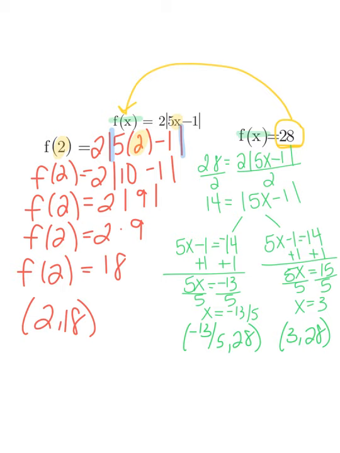As you can see in the work, I took 28, substituted that in for my f of x, and then I used my rules that I know about solving absolute value equations to solve for x. Remember, we need to get that absolute value isolated before splitting it into the two equations. Here I have two answers. I have negative 13 fifths and 28, and then I have the point 3 and 28.